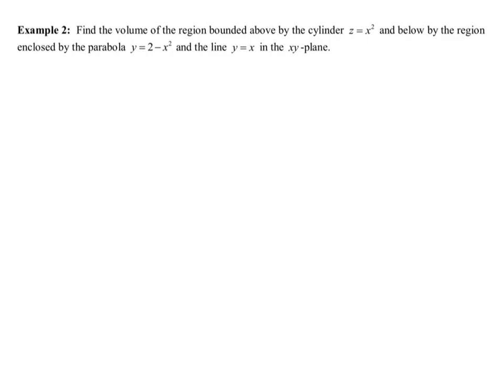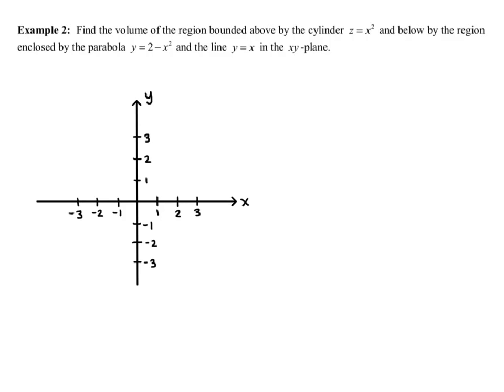Example 2 asks us to find the volume of the region bounded above by the cylinder z equals x squared and below by the region enclosed by the parabola y equals 2 minus x squared and the line y equals x in the xy plane. We know that our z function will be the integrand, but I always start by graphing the region in the xy plane because that region will define the bounds of the integrals. We start by graphing the line y equals x.